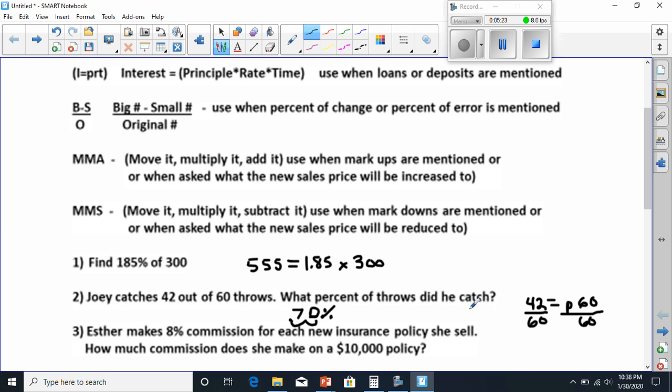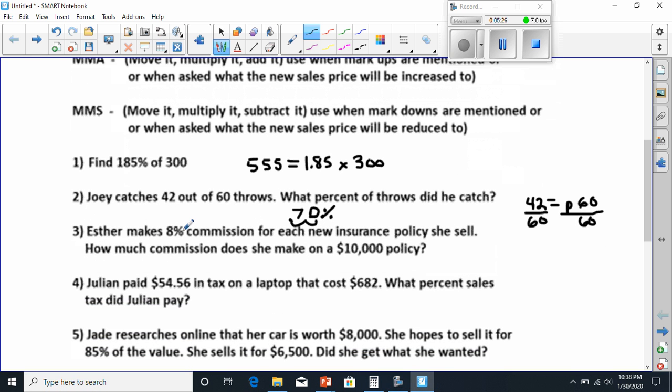All right. Number 3, Esther makes 8% commission for the new insurance policy that she sells. How much commission does she make on $10,000 of insurance policy? Well, if we would do that, we're going to see that once again they gave us the part of in a percent form of the whole amount. So the $10,000 is going to be the whole. That's the whole amount of money that the insurance policy was. We're looking for the part that we're going to get our cutoff of. So we're multiplying this to 8%.